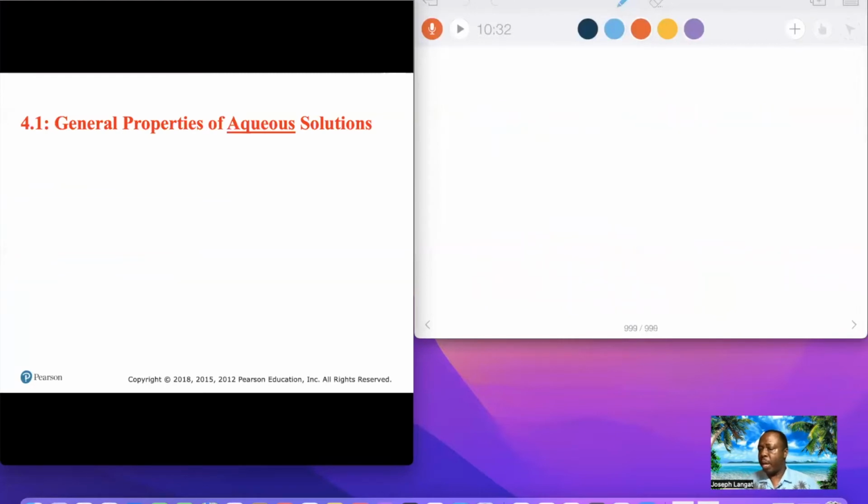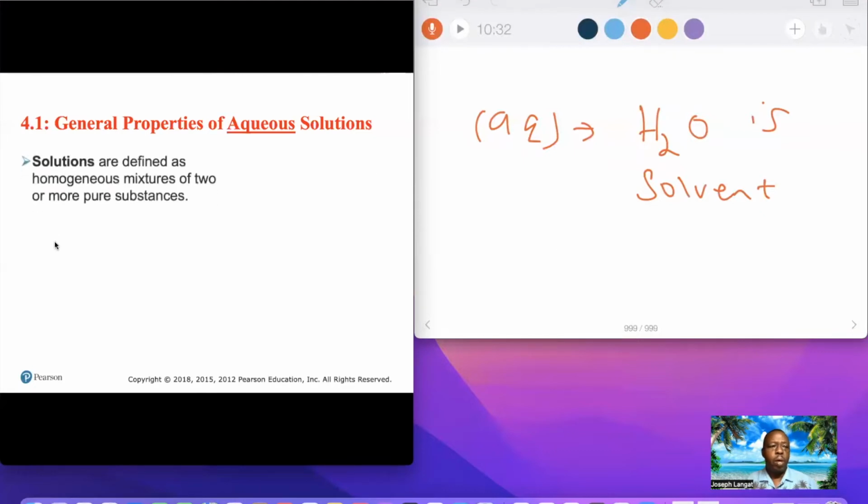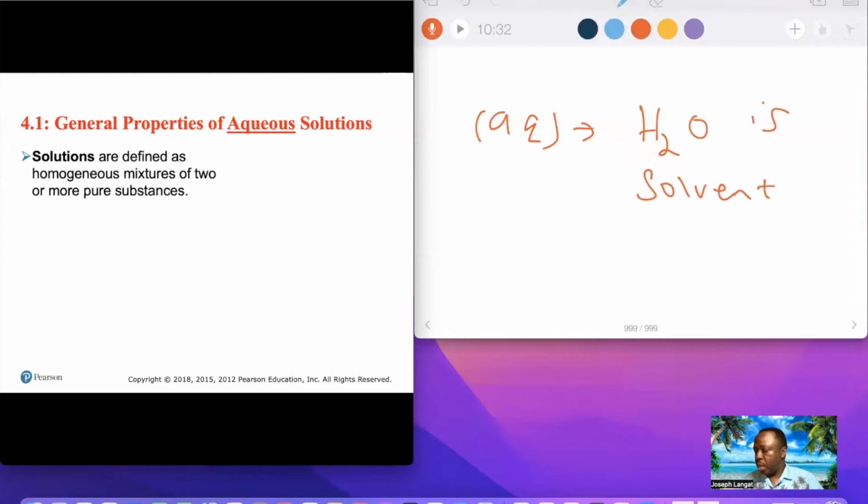So what are the general properties of aqueous solution? Remember, aqueous solutions are solutions where H2O is the solvent, the dissolving media. We call that aqueous solution, abbreviated AQ. Solutions are defined as homogeneous mixtures of pure substances. You'll look at this again in Chem 2: solvent plus solute equals solution.